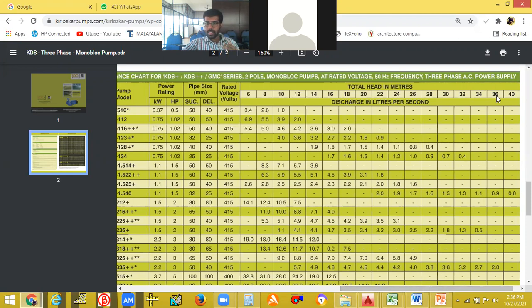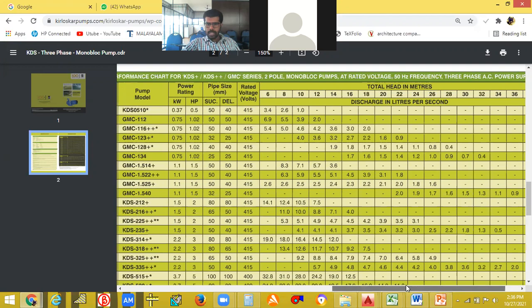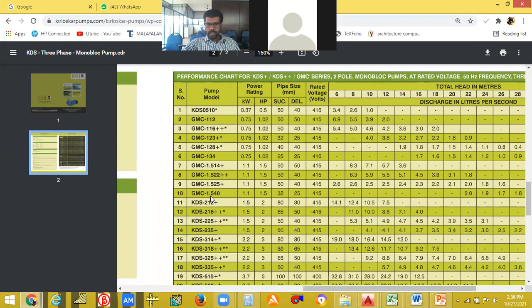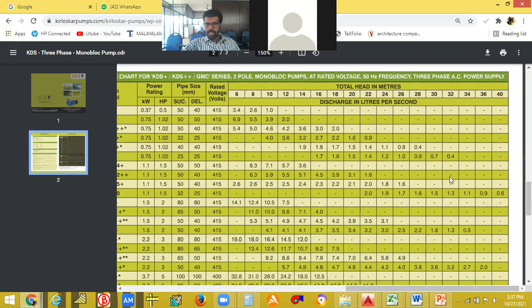For example, you have to pump the water from the well to a 36-meter height, or for example, a 30-meter height. Okay, so you can choose this pump GMC 1.540, and its capacity is 1.5 HP. But at 30 meters, for example, the flow rate will be how much? 1.3 liter per second only.